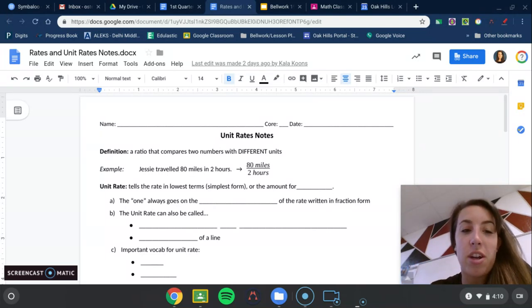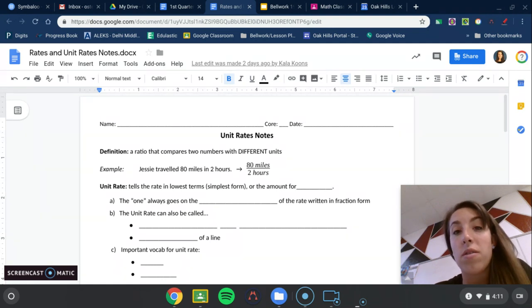So the definition of a unit rate is that it is a ratio, but it compares two different units. So you've been working with ratios that have the same unit. Unit rate is different units. So for example, this would be like Jesse traveled 80 miles in 2 hours. That's considered a unit rate.